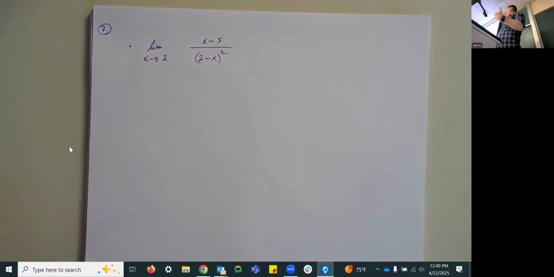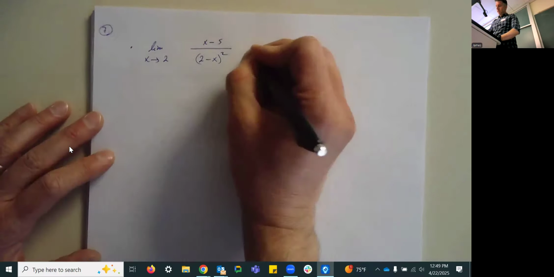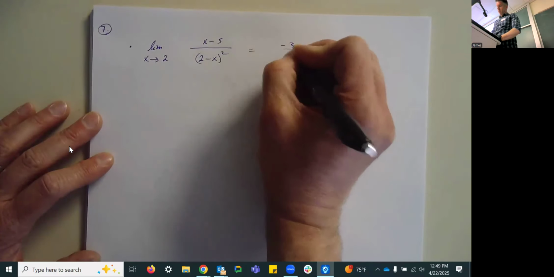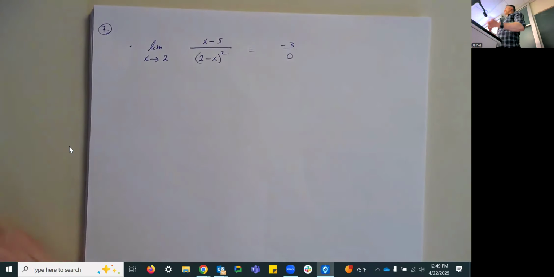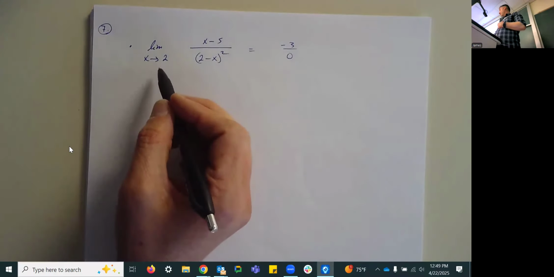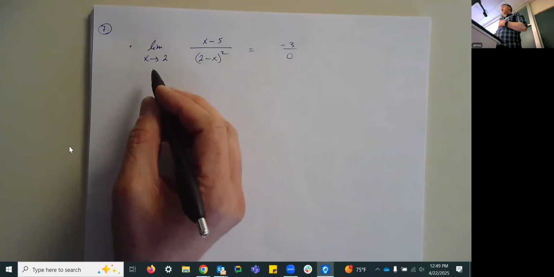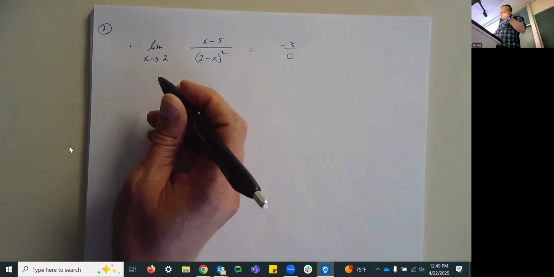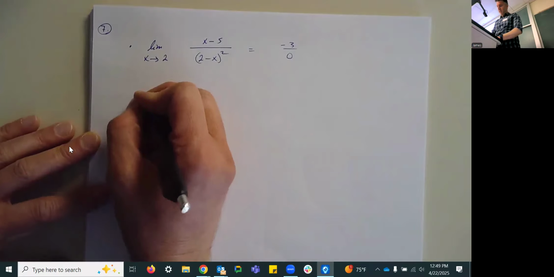I'll point out if we plug it in, we're going to get -3 divided by 0. Since we don't know which side of 0 we're on, because we didn't just do a right-hand side or left side, to look at the overall double-sided limit here, we really have to look at the left side and the right side. So let's look at the right side first.